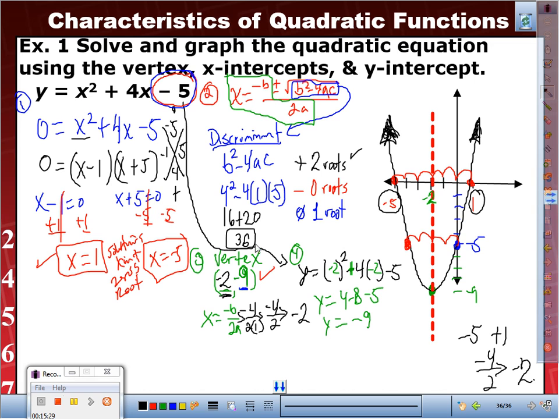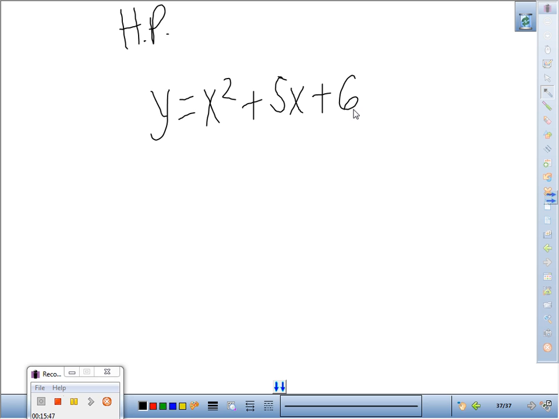Everybody got it? So, for tonight, I want you guys to solve y equals, this is your homework, y equals x squared plus 5x plus 6. And I want you to use the process that we just did right now.